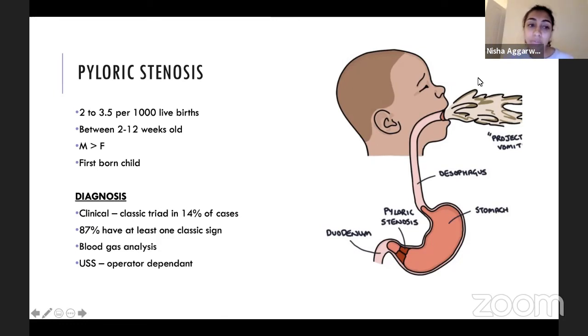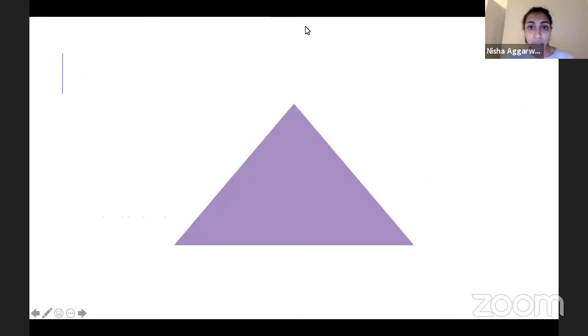In terms of what you can do to diagnose it other than the history, you can do blood gas analysis, which we'll go on to, and also ultrasound is a really good imaging tool for diagnosing pyloric stenosis. So does anybody know what symptoms are in the classic triad for the symptoms of pyloric stenosis?